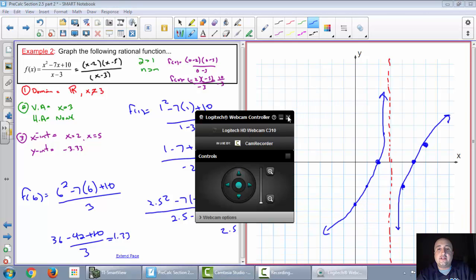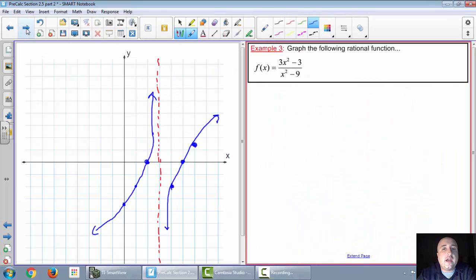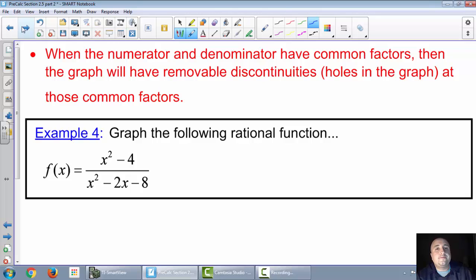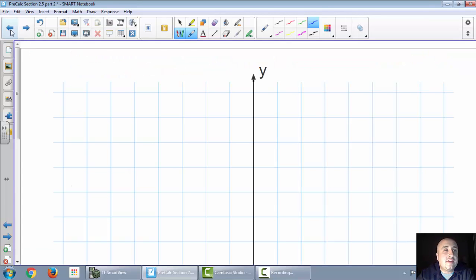All right, so that is example 2. I have 2 more examples on the homework. Example 3 talks about when the exponents are the same on the top and bottom. We do something a little different there. And the last one is when, after we factor it all out, we have things that cancel on the top and the bottom. So we'll do both of those in class to make sure everybody's on the same page.